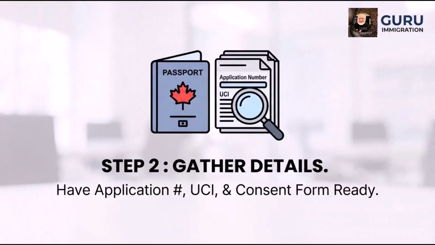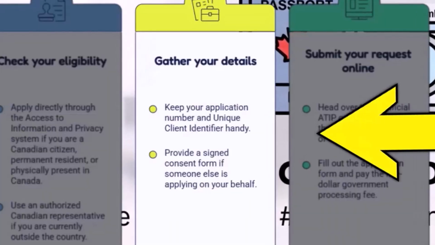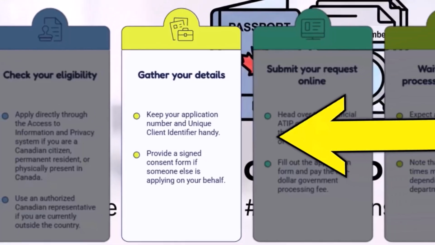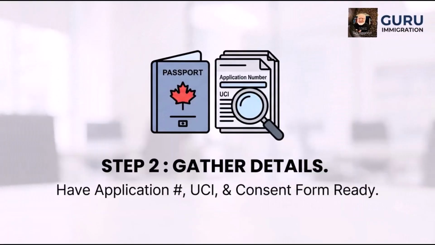Step 2. Gathering your application details. Gather your exact file details before you start. Accuracy is everything when requesting official government records. Make sure you have your official application number, your unique client identifier, also known as your UCI number, and your date of birth ready. If someone else is submitting the request inside Canada for you, they will also need a properly filled out and signed IMM 5475 Authority to Release Personal Information form. Having these numbers correct prevents your request from being delayed or rejected due to mismatched information.